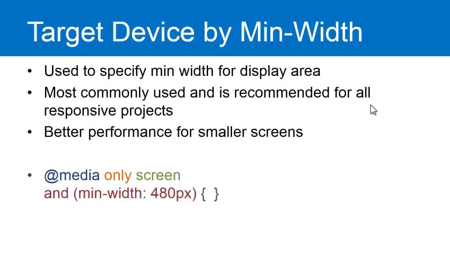So now that we covered max width, let's cover min width here. Min width is used to specify, like I said, smaller screens first or mobile first, and it's most commonly used and recommended for most responsive projects. Things like Twitter Bootstrap and HTML5 Boilerplate primarily use min width within a lot of their style sheets. So for that, instead of using max width, you're specifying min.